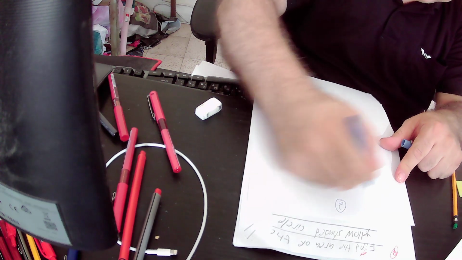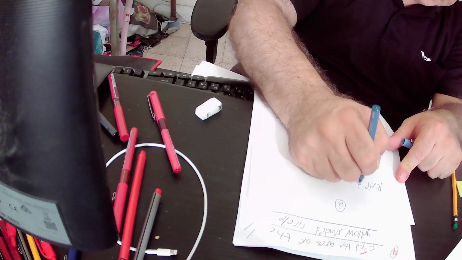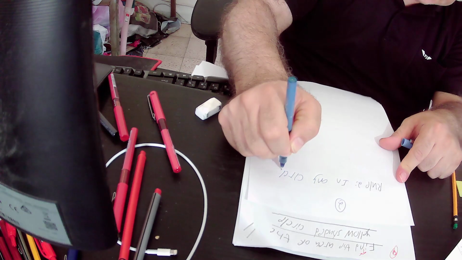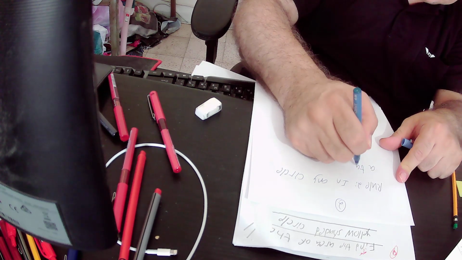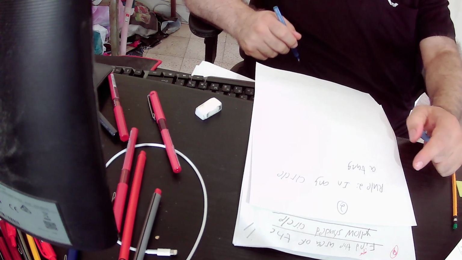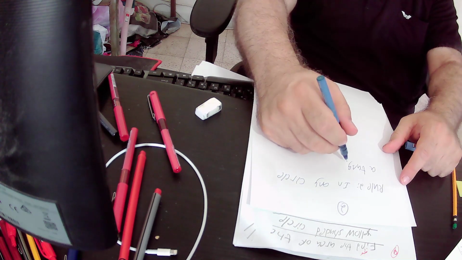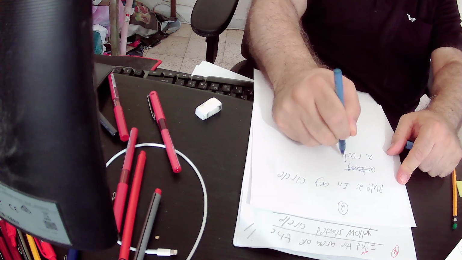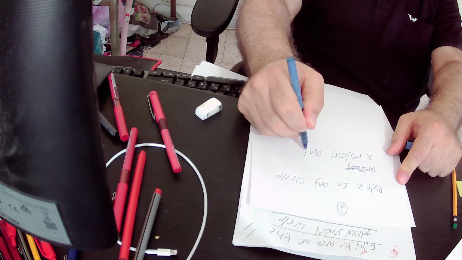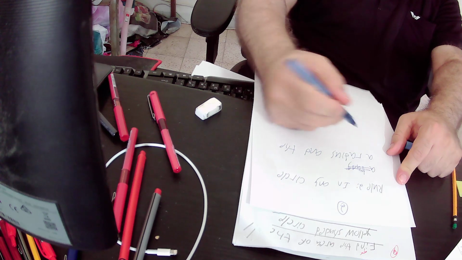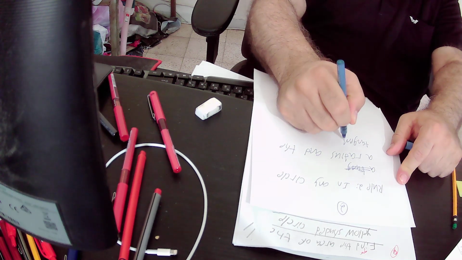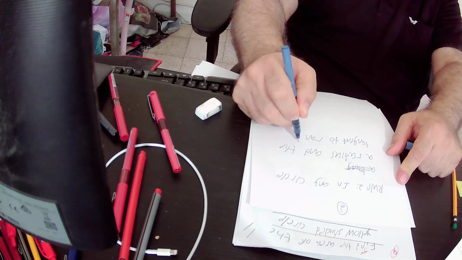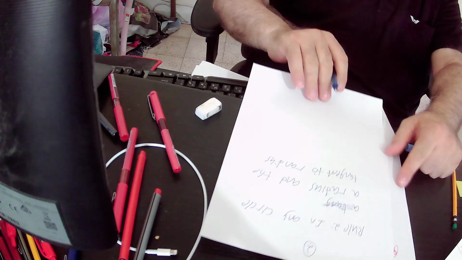So this will be rule number 2. In any circle, a radius and the tangent to that radius are perpendicular to each other.